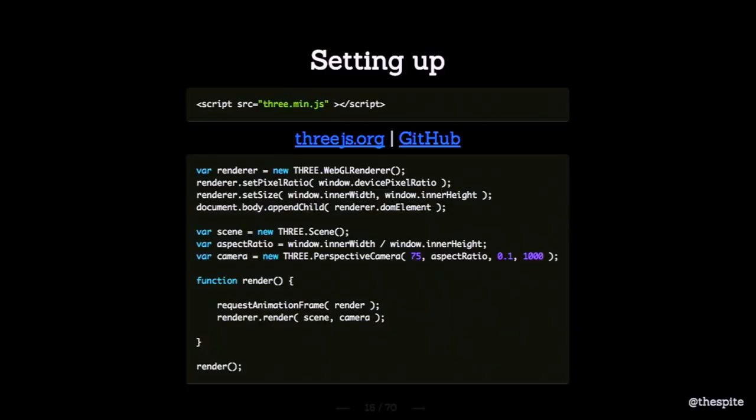You include the library, and then you create a renderer. This is a new thing. You set the pixel ratio because now we're dealing with retina displays, high device density screens. You set the size because you want to cover the whole screen or part of the screen. Attach it to your DOM.